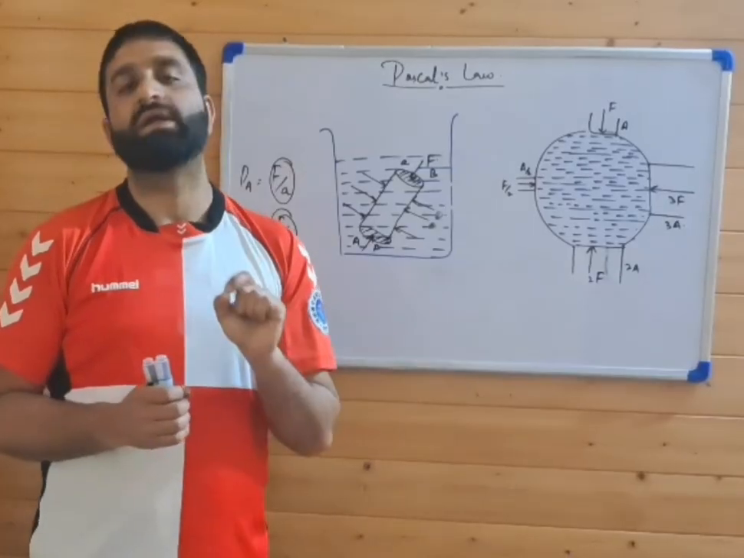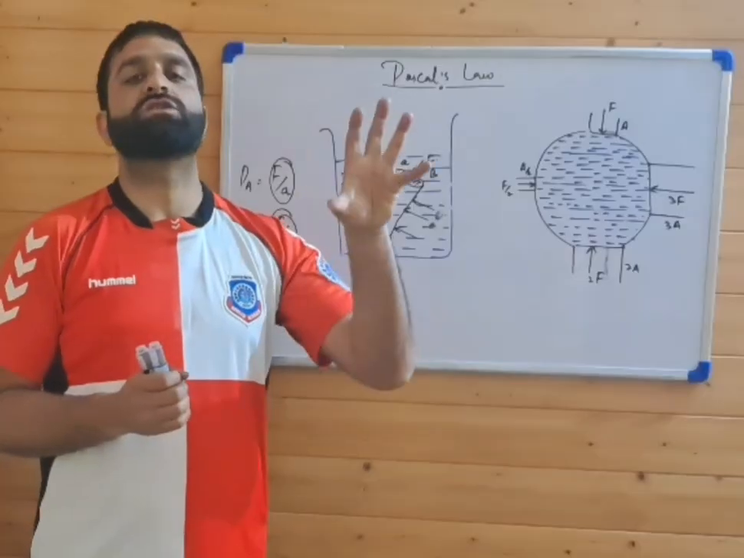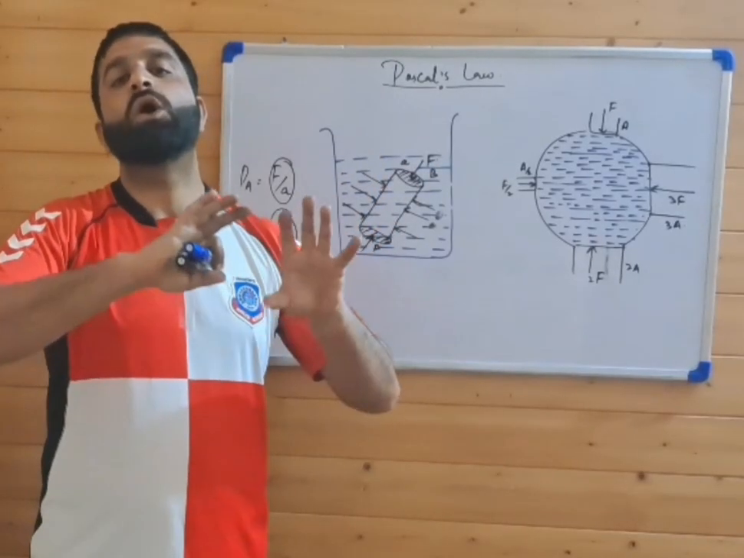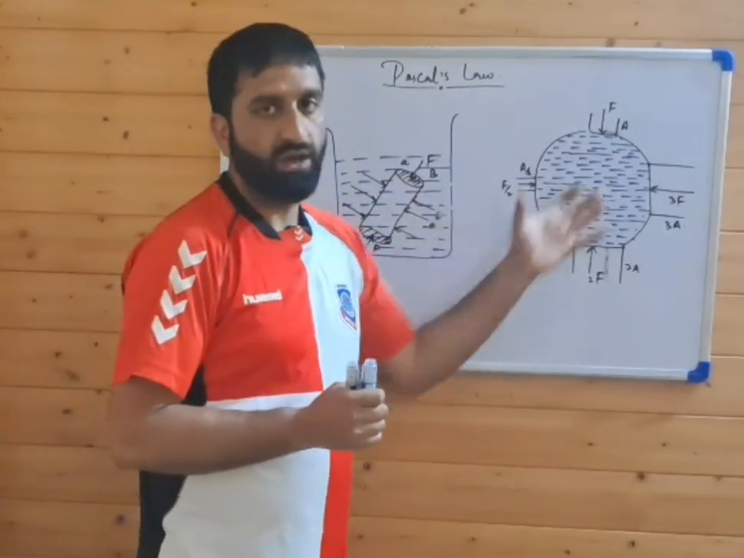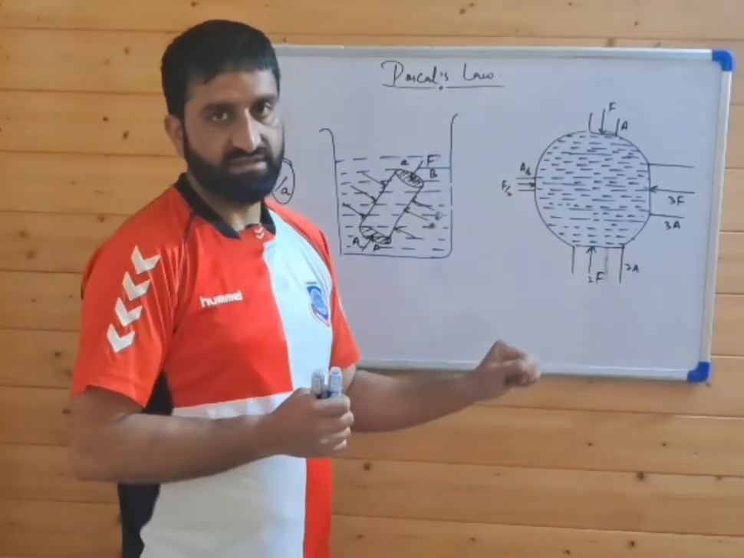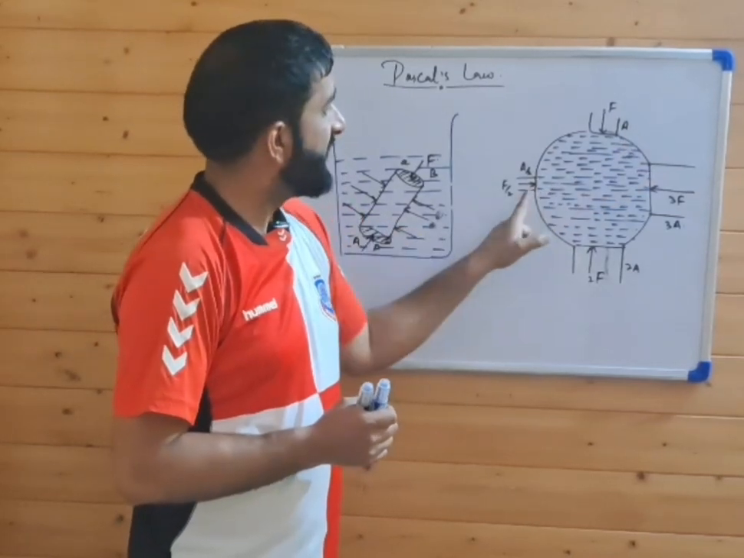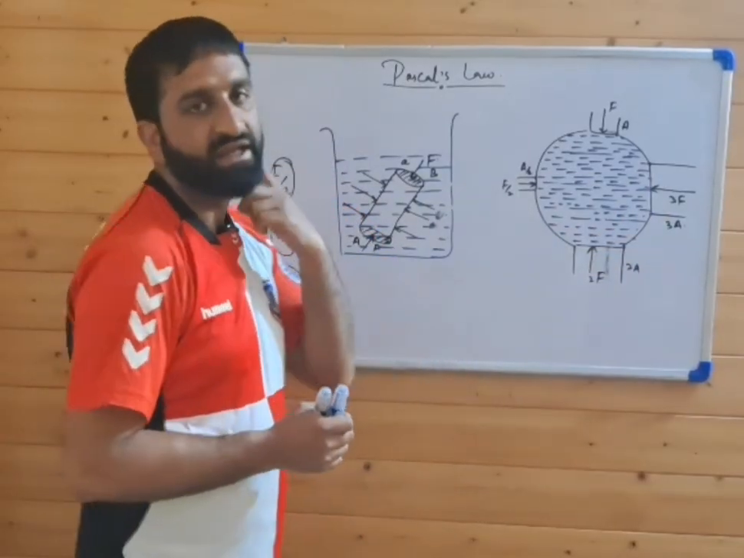Pascal's law leads us to an important conclusion: if there is a change in pressure at any point in the liquid, it is equally transmitted to the walls of the container, or equally transmitted in all directions in the fluid. Let us take an example of how. We have taken a sphere with 4 pistons. The piston areas are A, A by 2, 2A, and 3A.